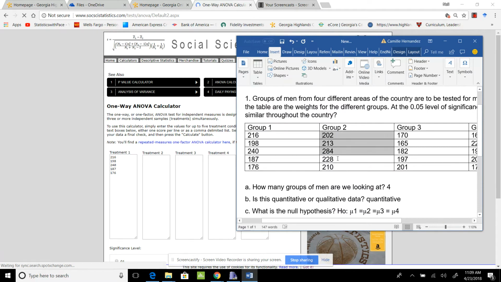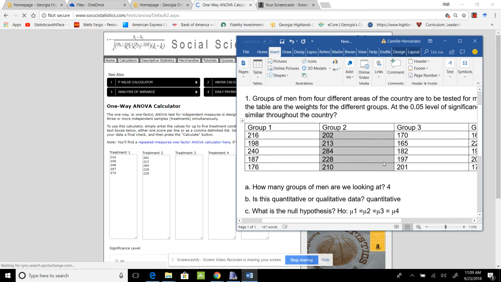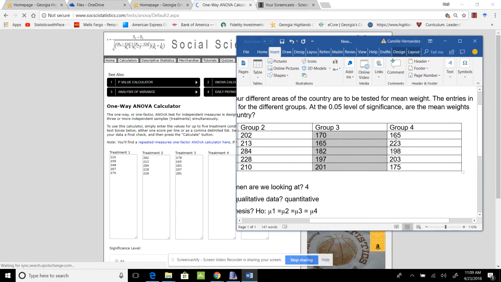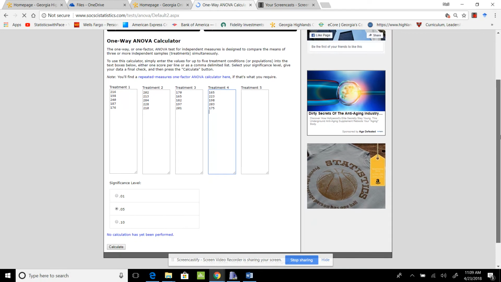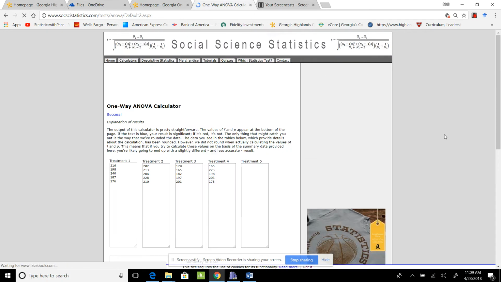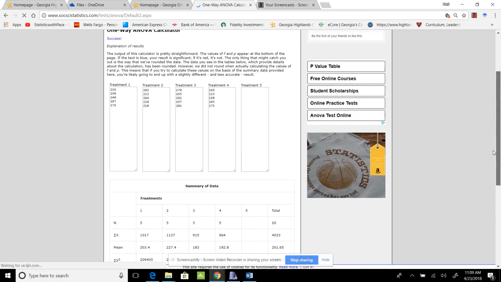And then I'm going to get to group 2. If not, make sure to write them down correctly, or make sure that you enter them correctly so that you get it right. Because if you make one typo, it's going to be wrong. Okay, so I have all my data in. My significance level is 0.05, and then I hit calculate. So look, I got all the information that I needed.